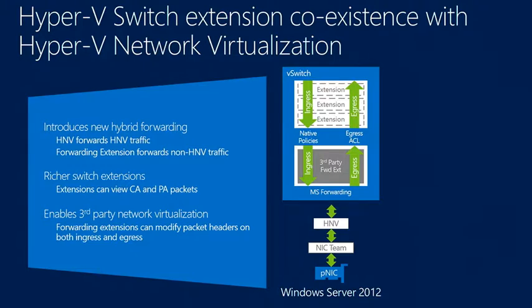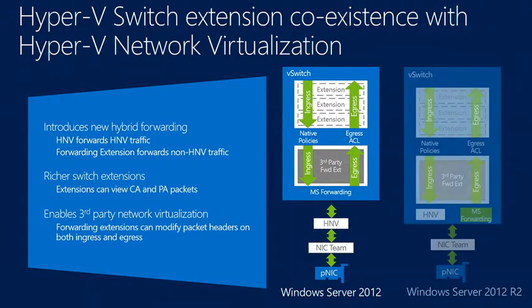But when you look at the Hyper-V switch extension, and this is the core switch extension that's in Server 2012, in Server 2012, that actually existed in the physical network adapter. Okay? So what we've done now with Server 2012 R2 is we introduced this notion of forwarding of Hyper-V network traffic to forward non-HNV traffic. We have richer extensions. You can also look at the customer address and the PA packet, so you can start to get data within those PA packets, and we enable that as well.